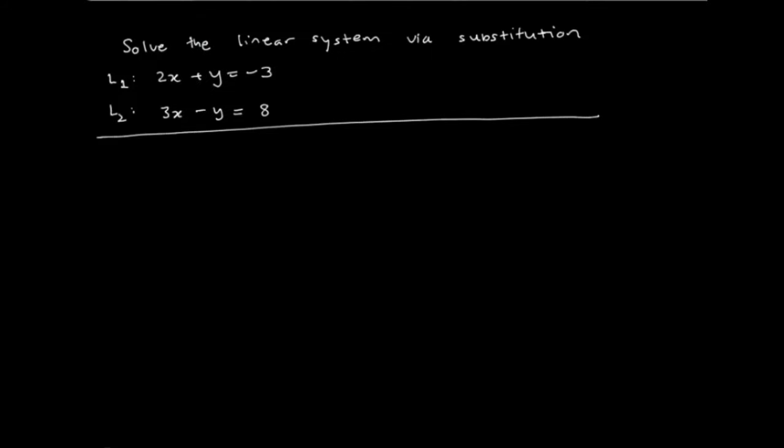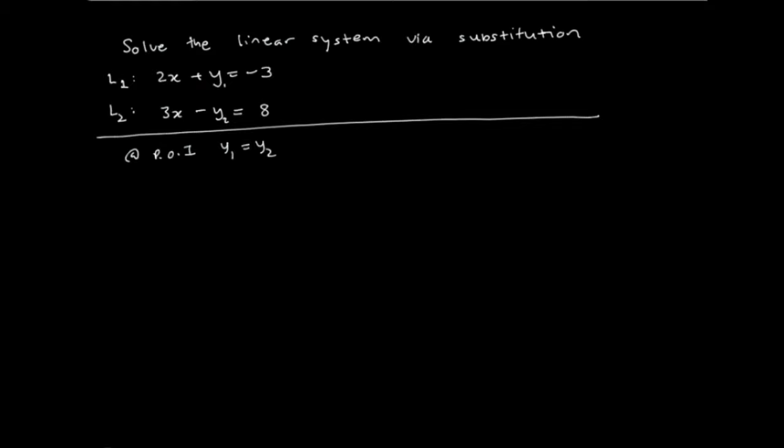Alright, let's solve the linear system via the substitution method. So you can see that in this case the linear systems, the two lines, are in standard form, so it's going to be a little bit more difficult. We know that at the point of intersection, y1 should equal y2. So you can actually think about this as y1, the y value of line 1, and y2 as the y value of line 2 if you want.